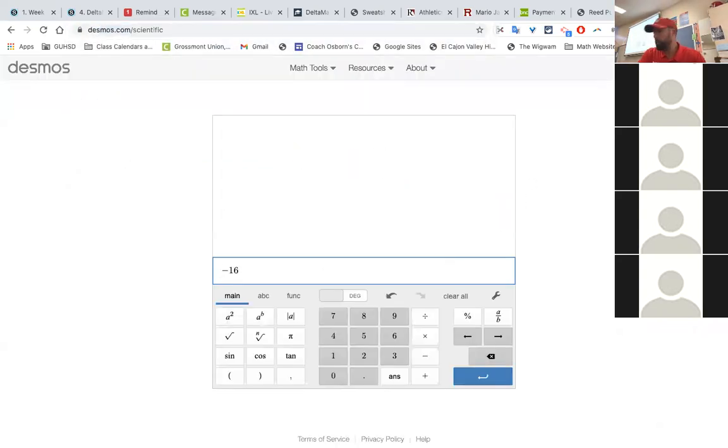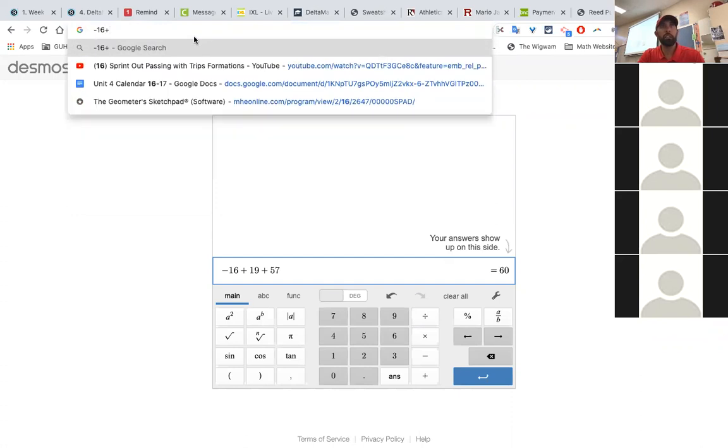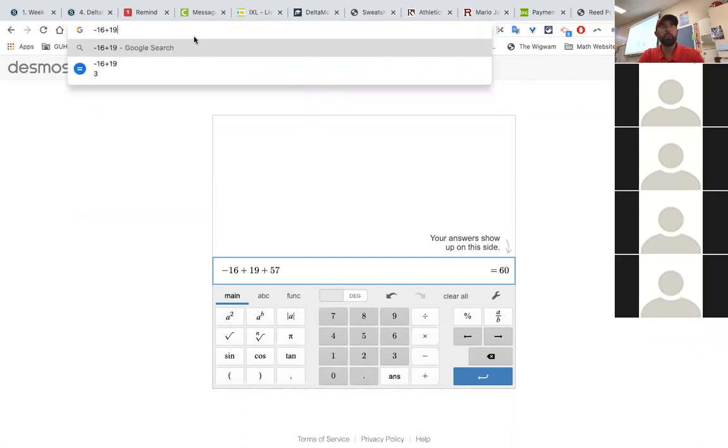Okay, so negative 16 plus 19. There are so many different ways you can get a calculator nowadays. You can bring up Desmos, you can use your phone. Maybe some of you know this, you can literally type in the bar up here and start adding, and it'll also give you the answer up here, by the way, if you didn't know that. So you can see here, Google automatically recognizes what you're doing up here. So the answer is 60, all right?